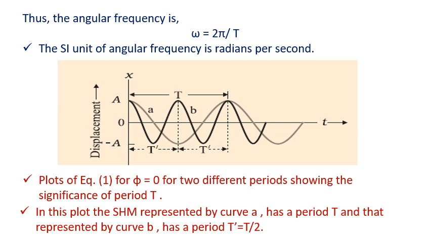The plots of equation 1 for phi equals 0 for two different periods are shown for the significance of period capital T. In this plot, the simple harmonic motion represented by curve A has a period capital T, and that represented by curve B has a time period T dash equals T by 2.